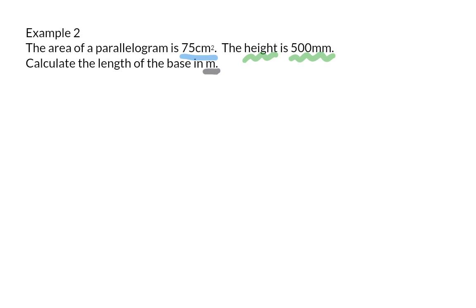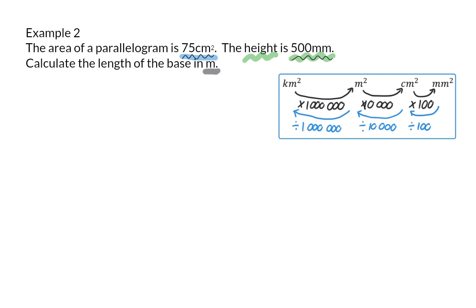Looking at the information, we have 75 centimeters squared and we have 500 millimeters. I'm going to start off by changing the centimeters squared to millimeters squared. To do that, I'm going to take the 75 centimeters squared and multiply it by 100. So now I know the area is 7,500 millimeters squared. The formula for the area of a parallelogram is base times perpendicular height. We know that the area is 7,500 millimeters squared, and we need to determine the base.